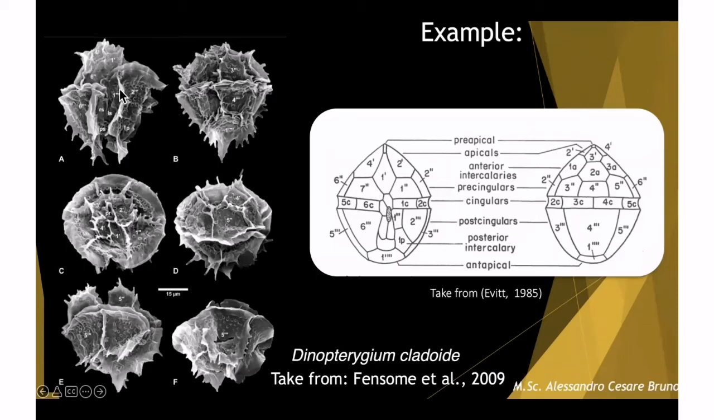And as we can see, he was able, for example, to identify the postcingular plate, the precingular plate, and the different plates from the apical point of view and the antapical point of view that characterize the species. So as I told you before, dinoflagellates are very important for stratigraphic studies because they were very well studied from sediments all over the world, and this kind of study is very common in a palynological paper. So when you are studying dinoflagellates, you should be able to identify the different plates and make an accurate taxonomic identification.